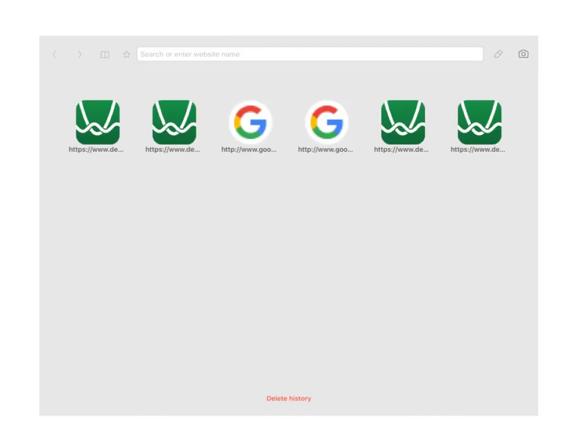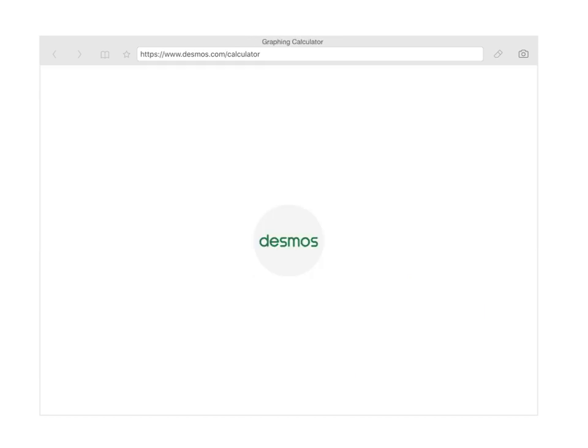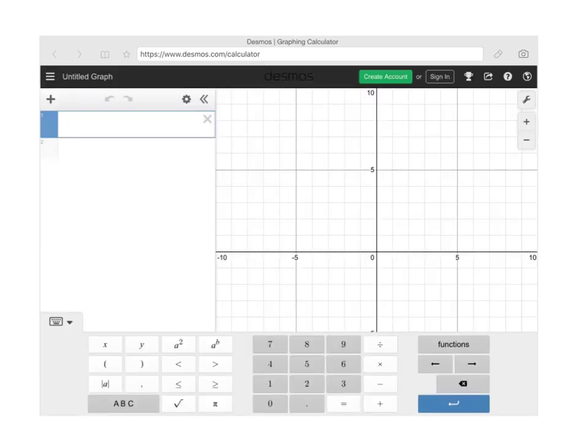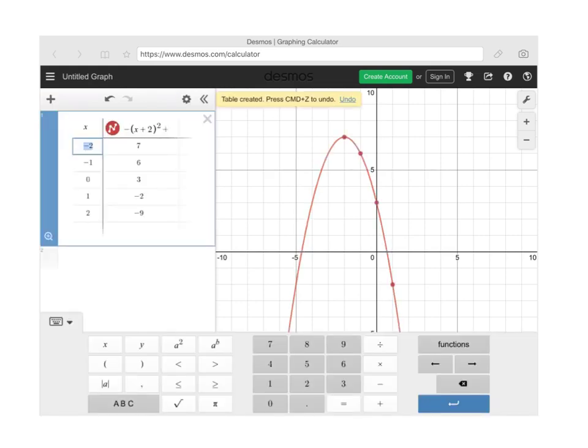In your browser, you need to go to desmos.com. And we're going to start graphing. And go ahead and type in your function, please. After you type it in, it's going to look like this. Remember, we want to get the table, so we're going to click this settings button here, and then click table to get the table.